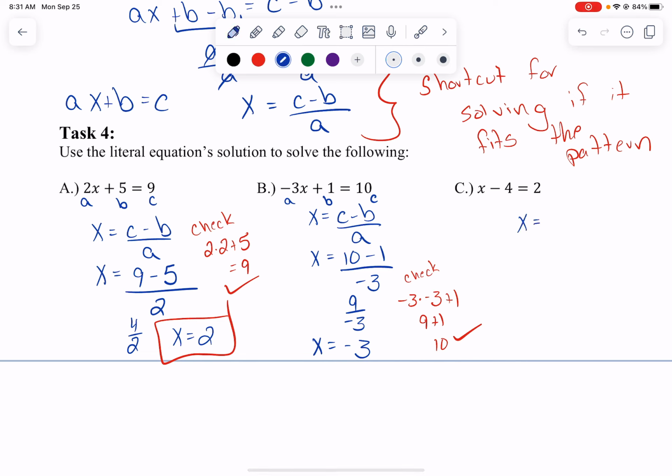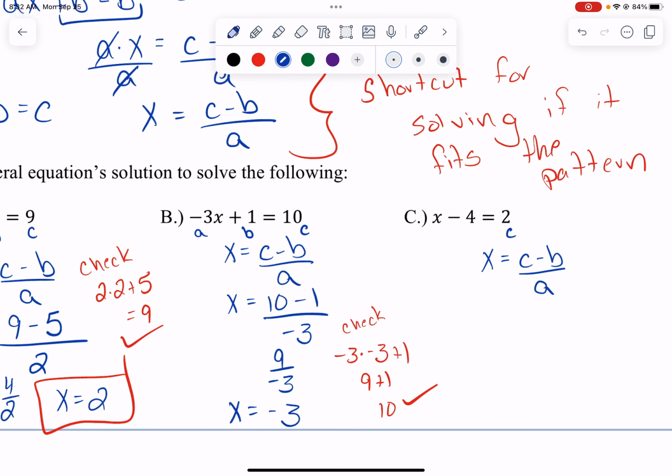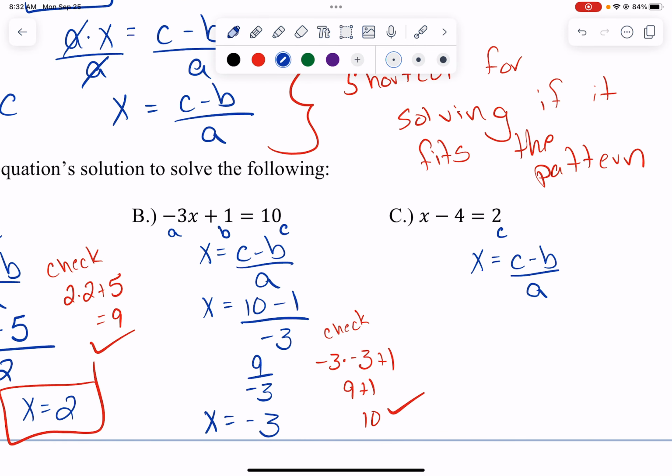X equals C minus B over A. This one's a little trickier because it's harder to tell what your A, your B, and your C are. I can tell my C. My C is 2. Okay, I've got that. But I'm going to rewrite this so I can very easily see my A, my B, and my C. The thing multiplied by X is 1. So I have 1X plus a negative 4 equals 2. So my A is 1, my B is negative 4, and my C is 2.